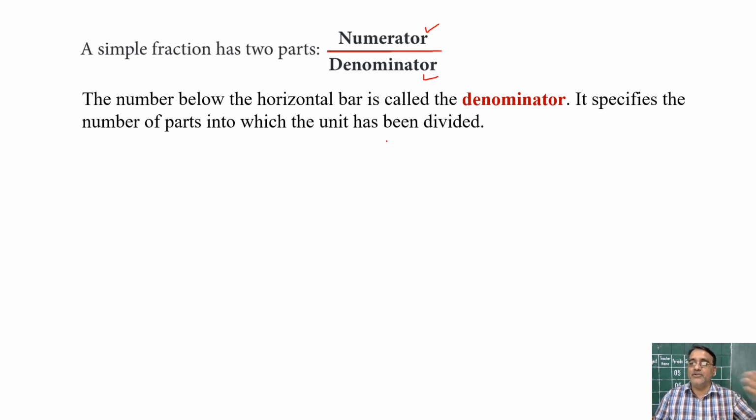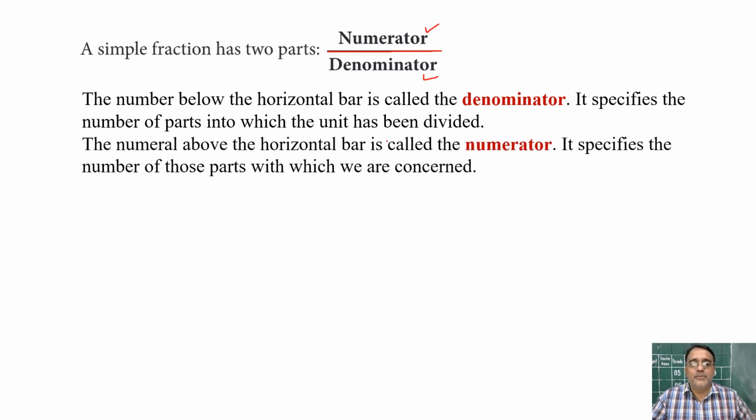The number above the horizontal bar is called the numerator, and it specifies how many parts we are concerned with. The numeral above the horizontal bar is called the numerator. It specifies the number of those parts with which we are concerned. Now see this figure, 2 over 3.